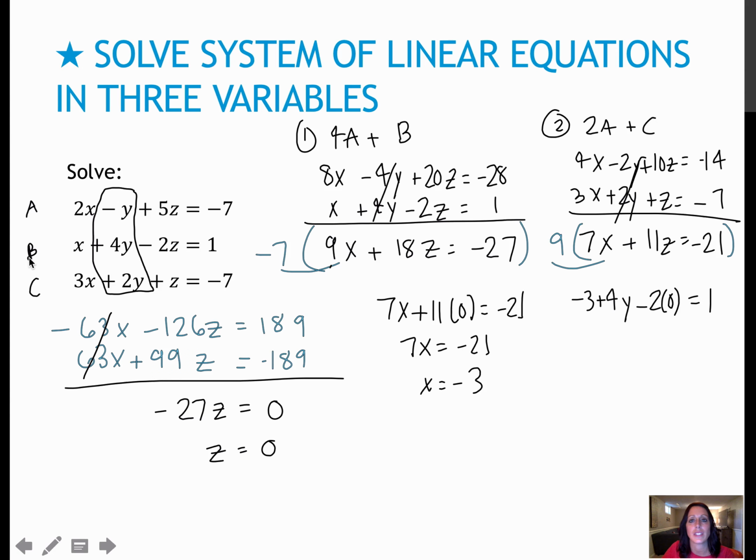So I've chosen, obviously, b. Negative 3 and 0 just gives me 4y minus 3 equals 1. I'll add 3 to each side and then divide by 4 on each side. And now I have my solution of x, y, z: negative 3, 1, 0.